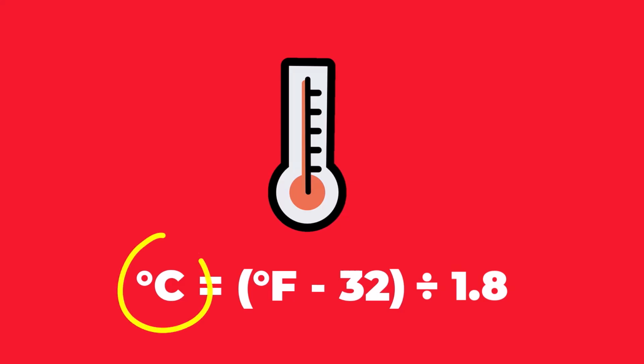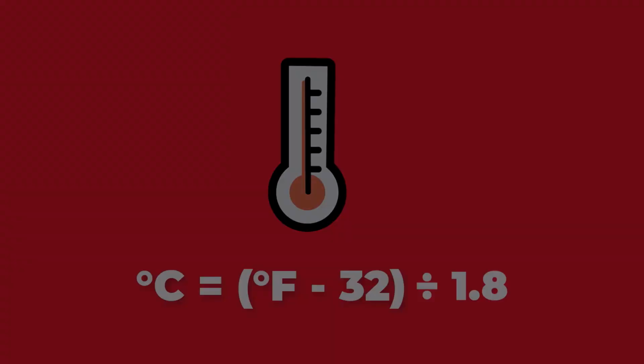In this formula, we have degrees Celsius isolated. This means if you know your temperature in degrees Fahrenheit, you substitute it into F, and you find your equivalent in degrees Celsius. Let's take a look at two problems where we use these formulas.